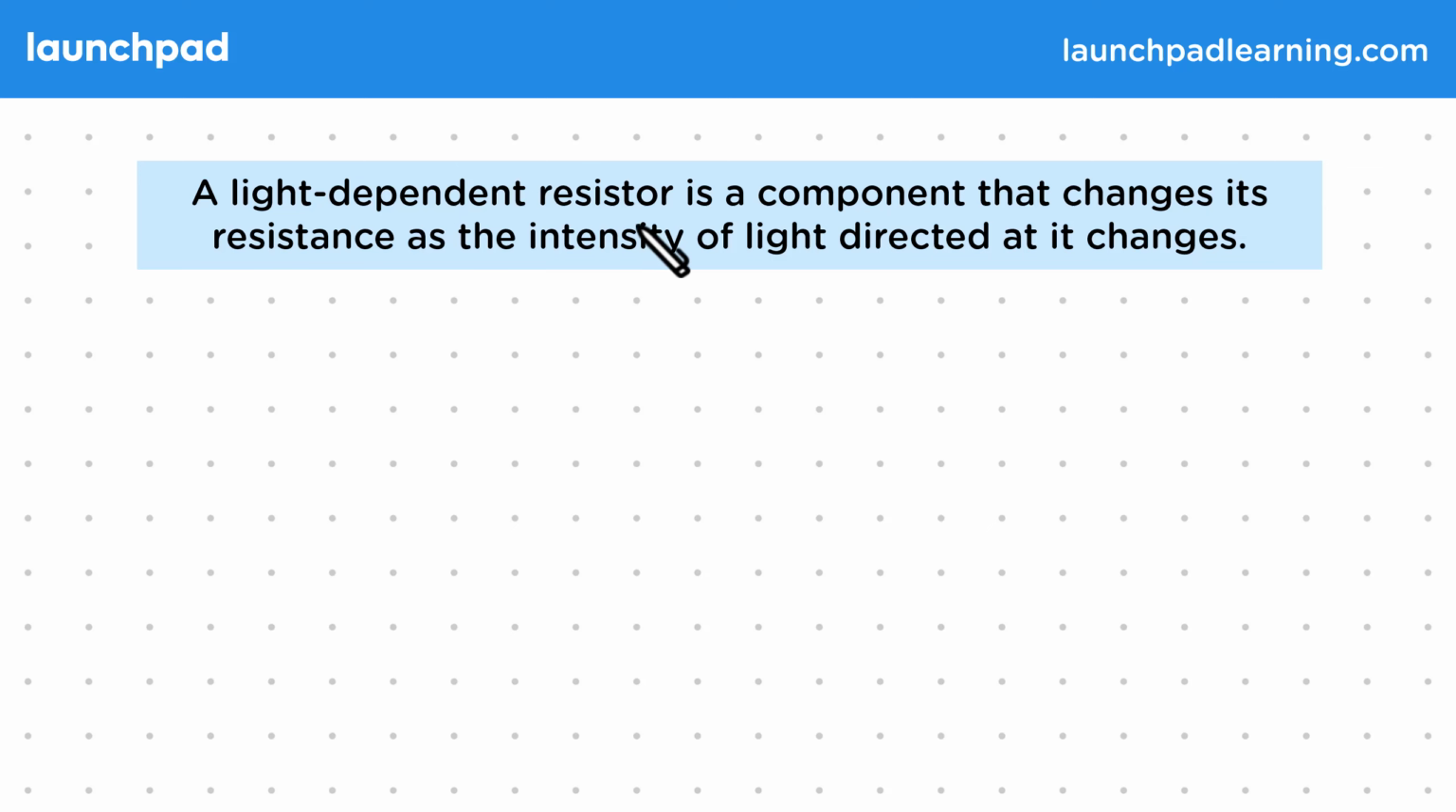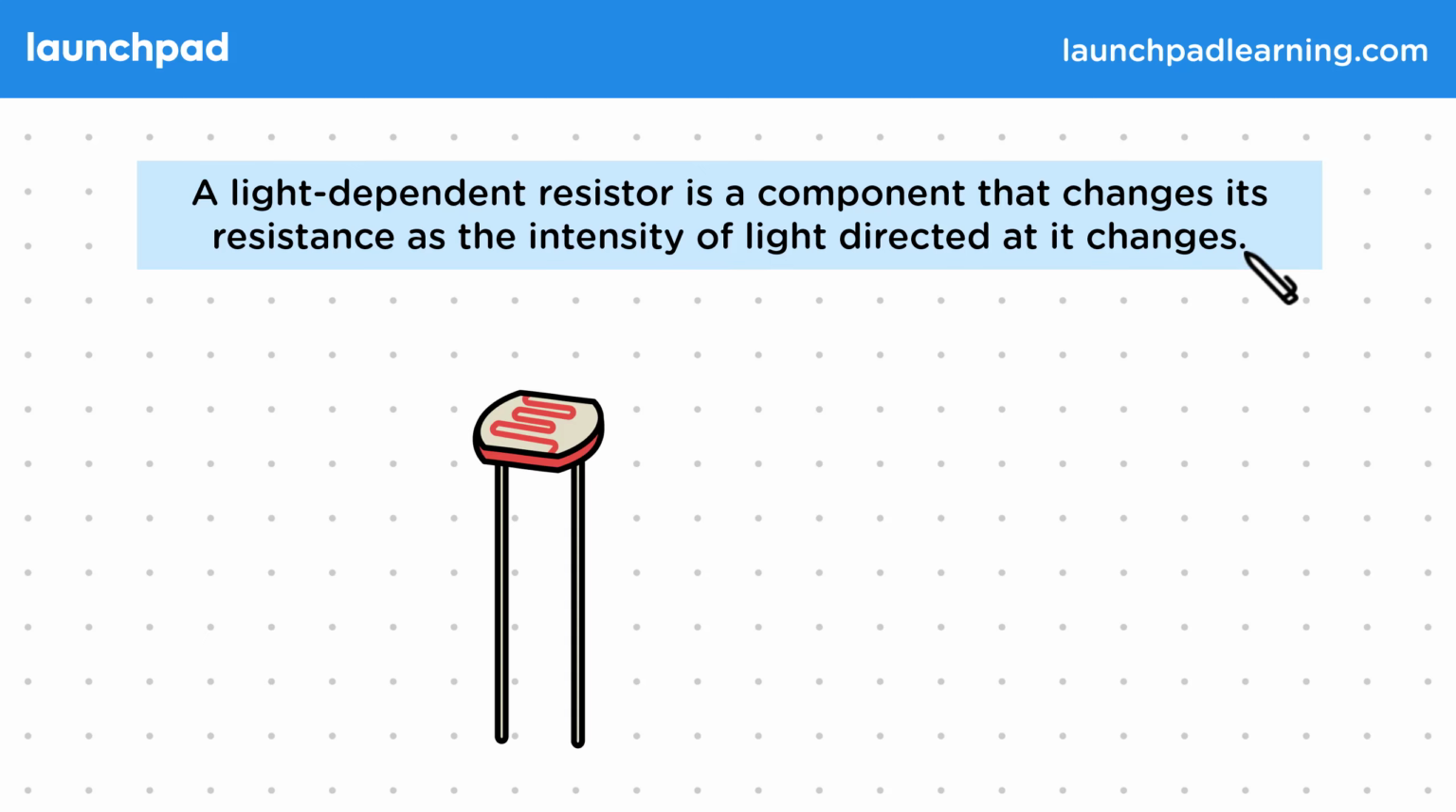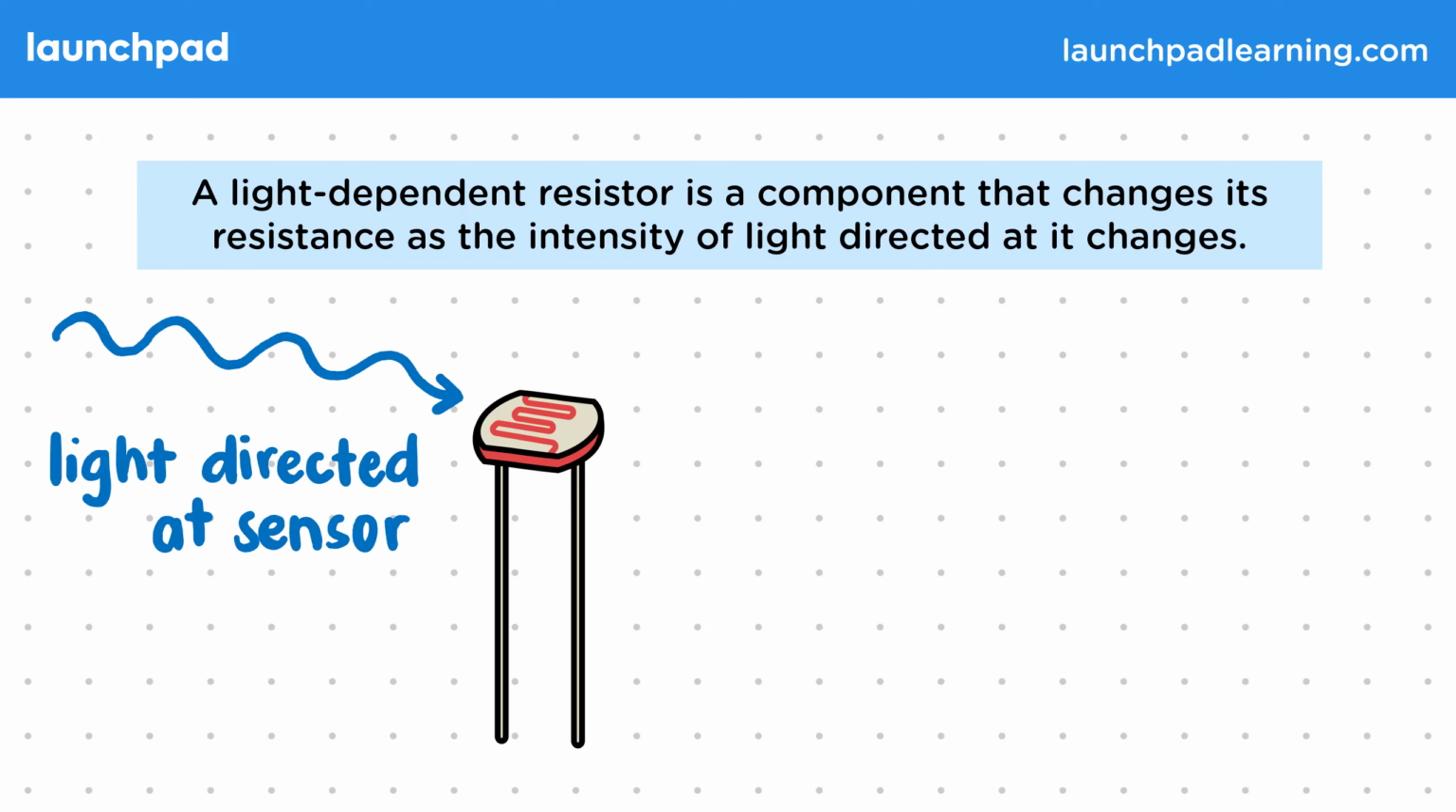A light-dependent resistor is a component that changes its resistance as the intensity of light directed at it changes. Here's what a light-dependent resistor would look like. This wavy conductor at the top acts as a sensor, which reacts when light is directed at it.